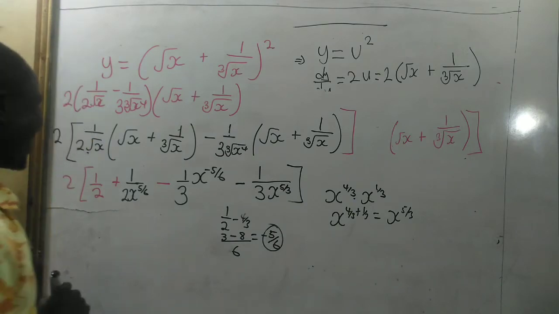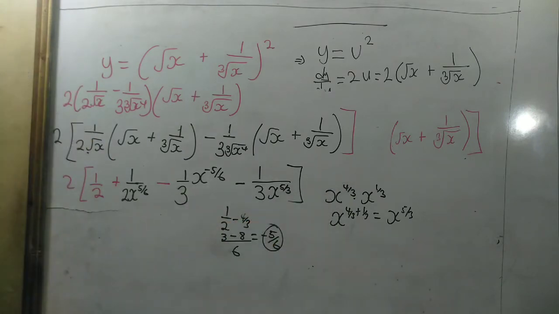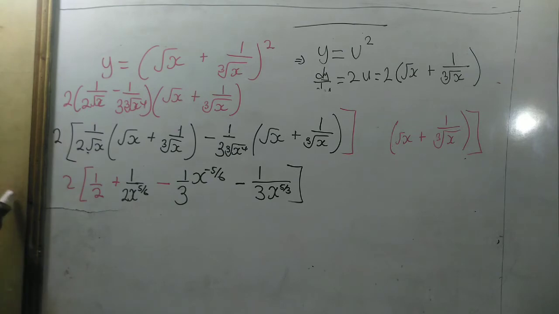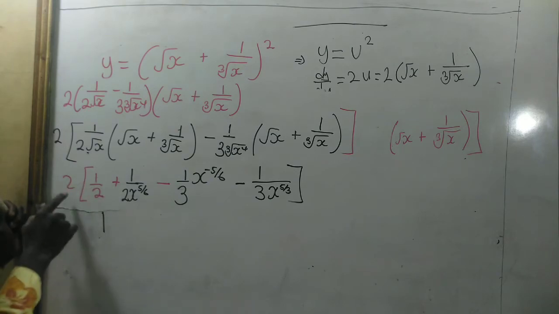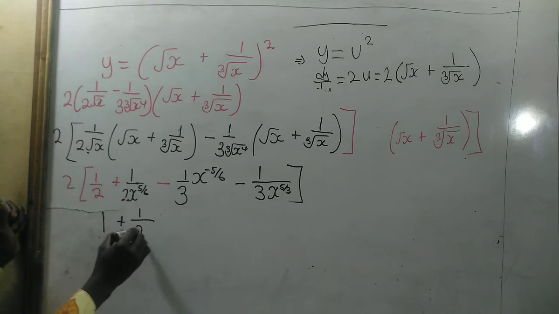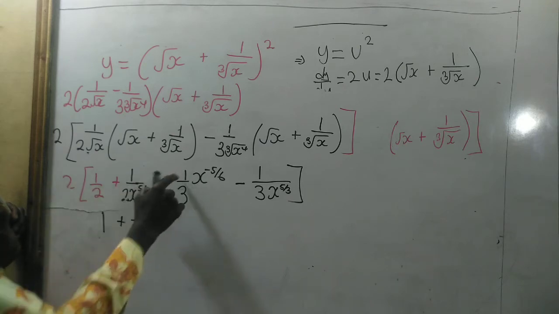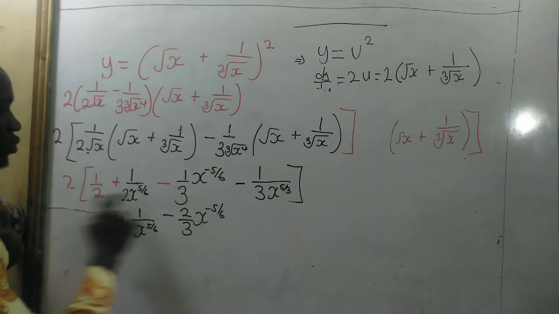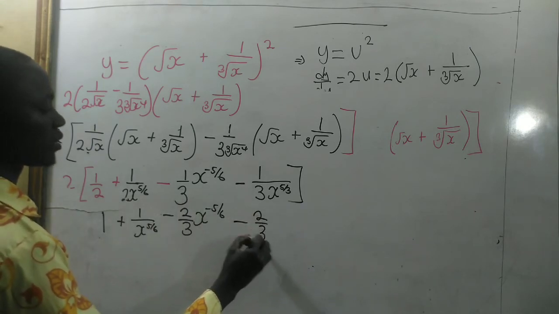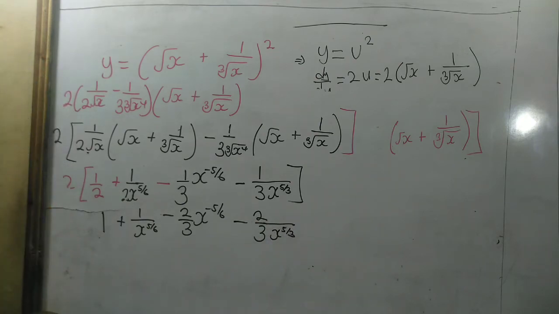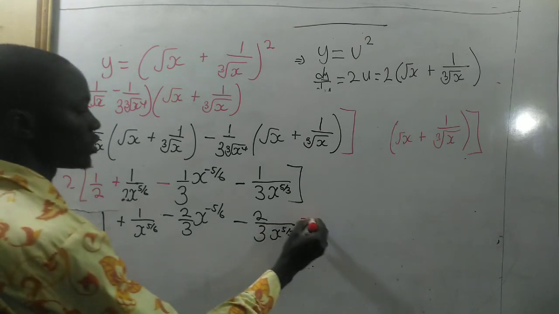And we are done. Okay, so here let's multiply 2 by the 2 and see what we are going to get. So here, 2 times this will give me 1. 2 times this 2 will come and cancel this 2, so I have plus 1 on x to the power 5 out of 6. 2 times this will give me minus 2 on 3, x to the power minus 5 on 6. 2 times this will give me minus 2 on 3. Then I have x to the power 5 out of 3. Okay, we are still going to simplify.